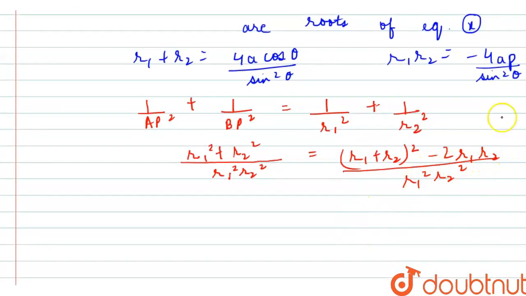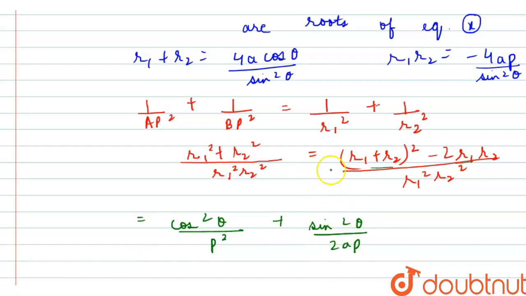Now let's proceed forward. Since we know this is the value of sum of roots and this is the product of roots, substituting the values, what I get is cos square theta upon p square plus sine square theta upon 2AP. This is the result we obtained when we put R1 plus R2 equal to this value and R1 R2 equal to this value.